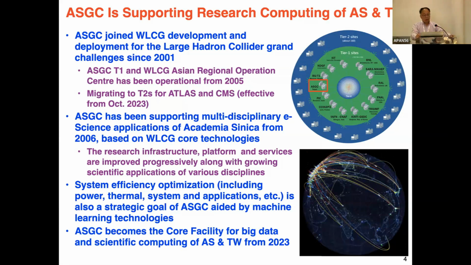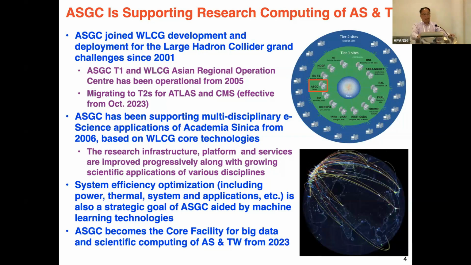As you can see here, we've been supporting different scientific applications since 2006 based on the same infrastructure. That means we learned the core technology from the WLCG and built different services for different scientific applications. So we built up the research infrastructure, platform, and services, and those facilities have been improved progressively along with the collaboration with different user communities.